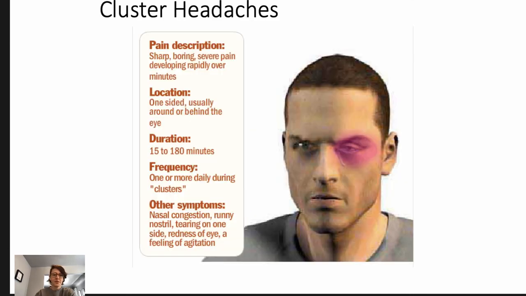Cluster headaches are another type of headache. This is usually a really, really severe type of headache that's located over the eye and is pretty severe. They don't usually last that long, but they're really intense and they may come in clusters during the day. So there's some other signs and symptoms associated with that, like some nasal congestion or runny nose, redness of the eye. They are usually pretty agitated because the pain is pretty severe.